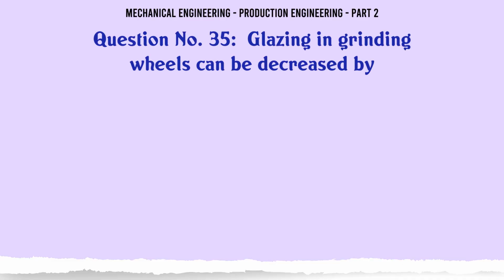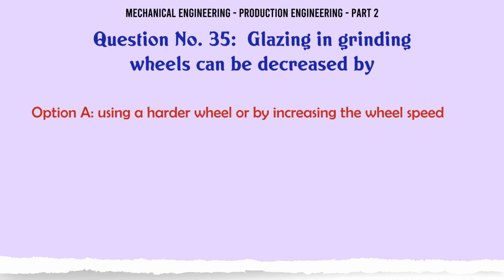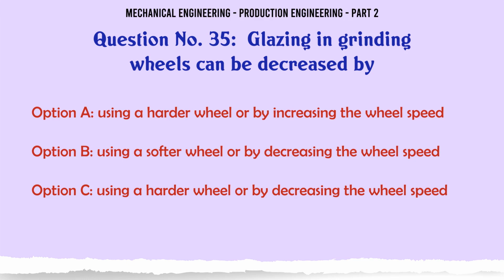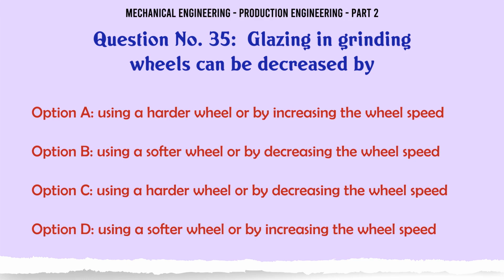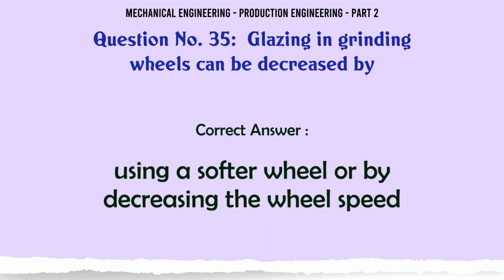Glazing in grinding wheels can be decreased by A. Using a harder wheel or by increasing the wheel speed, B. Using a softer wheel or by decreasing the wheel speed, C. Using a harder wheel or by decreasing the wheel speed, D. Using a softer wheel or by increasing the wheel speed. The correct answer is using a softer wheel or by decreasing the wheel speed.